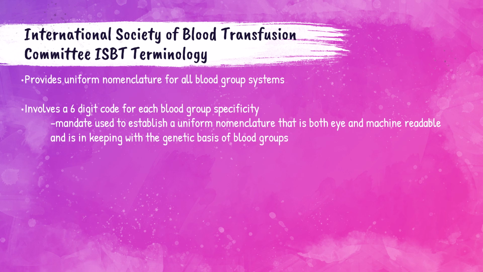The International Society of Blood Transfusion, or ISBT, developed a uniform nomenclature that is able to be read visually and also be read by machines. This is a 6-digit number for each antigen belonging to a blood group system. The first 3 of the 6 numbers refer to the blood group system, and the following 3 numbers correspond to the antigenic specificity.